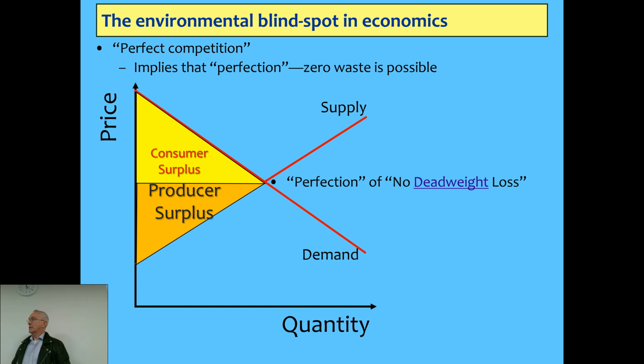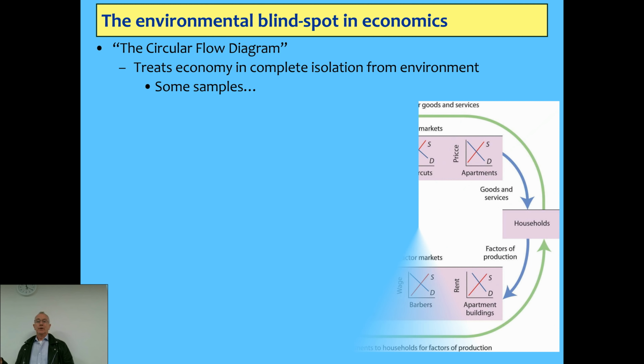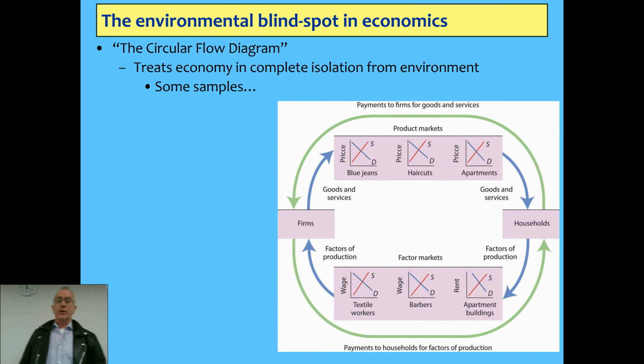You'll see that concept being used all the time when you look in your micro courses both this year and in future years. Again, if you look at how they describe what they call the circular flow, that treats the economy in complete isolation from the environment. So here are some sample circular flow diagrams. I think this is from Mankiw. And here you have product markets, goods and services, factor markets and firms. And notice there's jeans and haircuts and apartments all shown with intersecting supply and demand curves. And factor markets, workers of different sorts, households. There's no mention of the environment there.